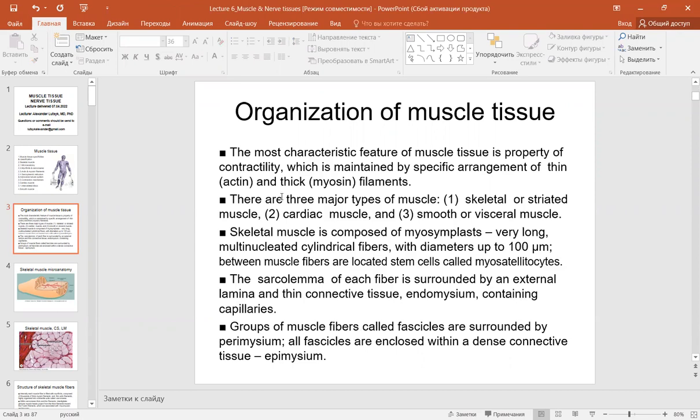There are three major types of muscle: skeletal, striated muscle, cardiac muscle, and smooth or visceral muscle. Skeletal muscle is composed of very long, multinucleated cylindrical fibers with a diameter up to 100 micrometers. Between muscle fibers are located stem cells called myosatellite cells. The sarcolemma of each fiber is surrounded by external lamina and thin connective tissue endomysium containing capillaries. Groups of muscle fibers called fascicles are surrounded by perimysium. All fascicles are enclosed within a dense connective tissue named epimysium.